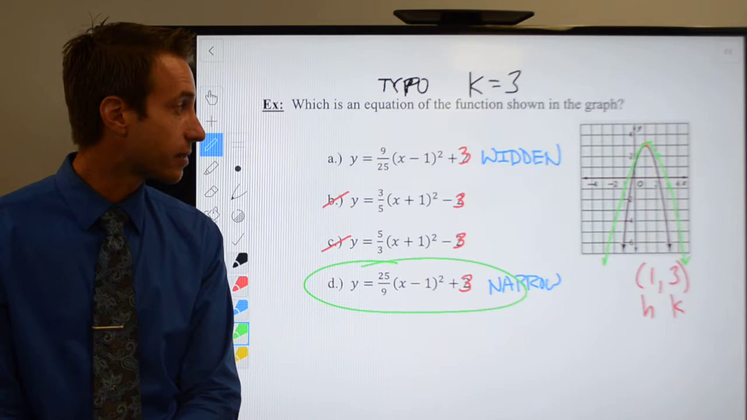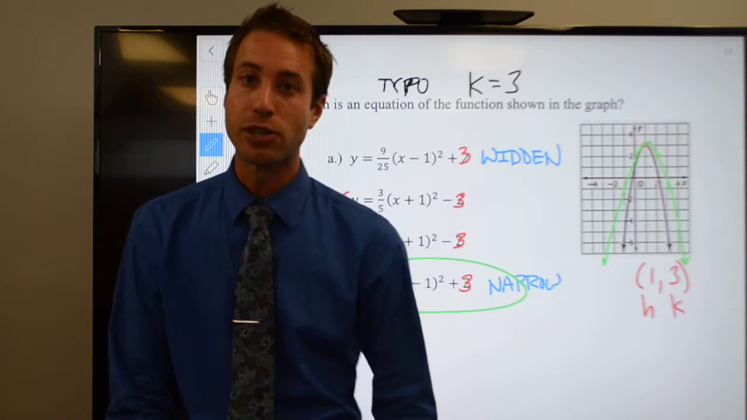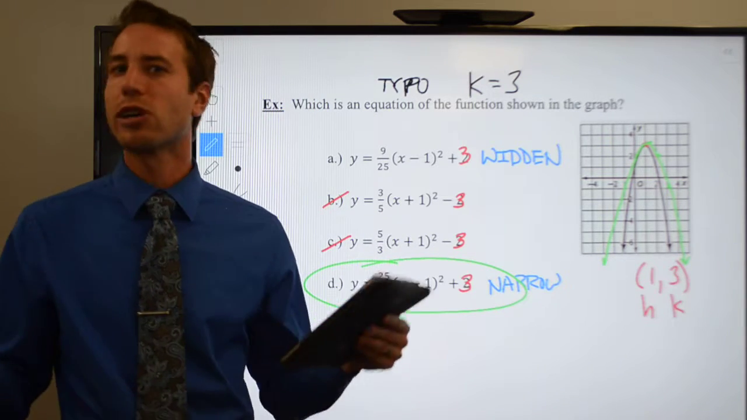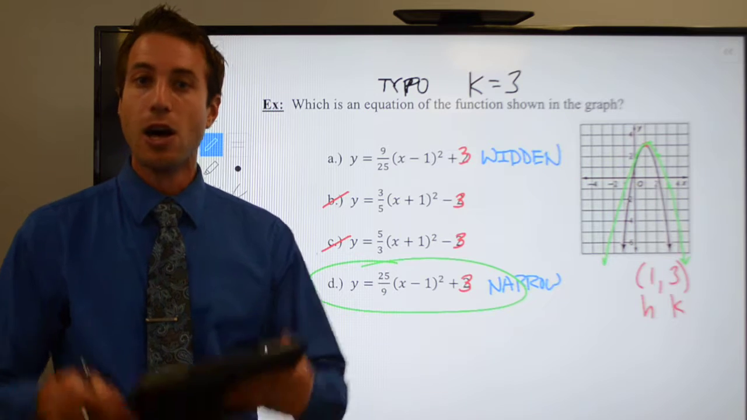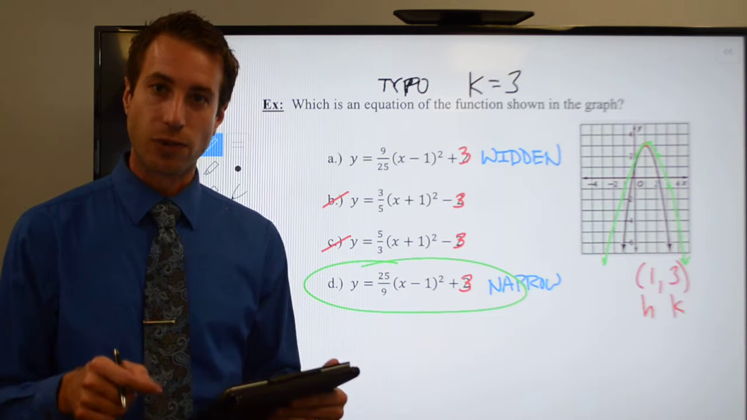25 ninths. Guys, that takes care of all the problems on this page of the notes. Head on over to the next page of the notes, and we'll look at a little bit more stuff when it comes to graphing quadratic functions in vertex form. I'll meet you over there.